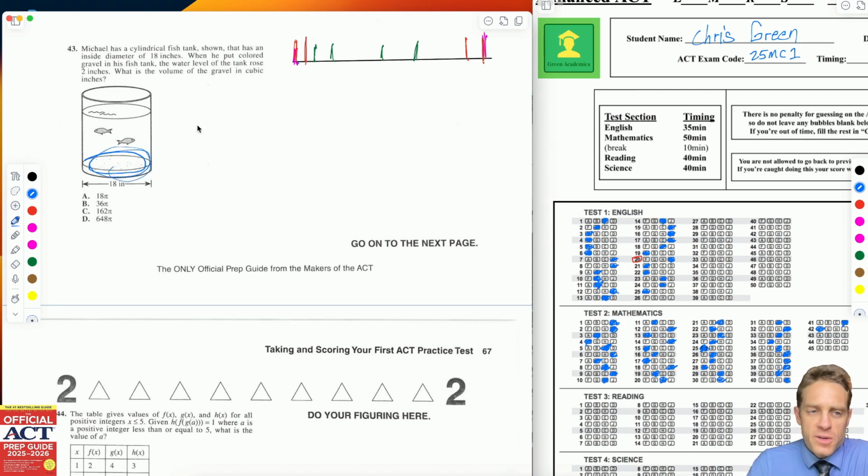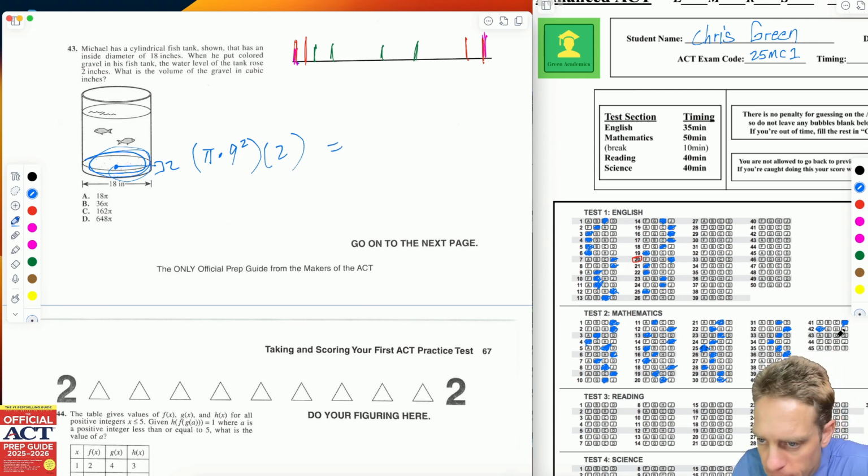The volume of a cylinder is just the circle times how tall it is. So the circle has a radius of 9, so it's pi times 9 squared. And then its height just is a 2. So that's 81 pi times 2 is 162 pi.